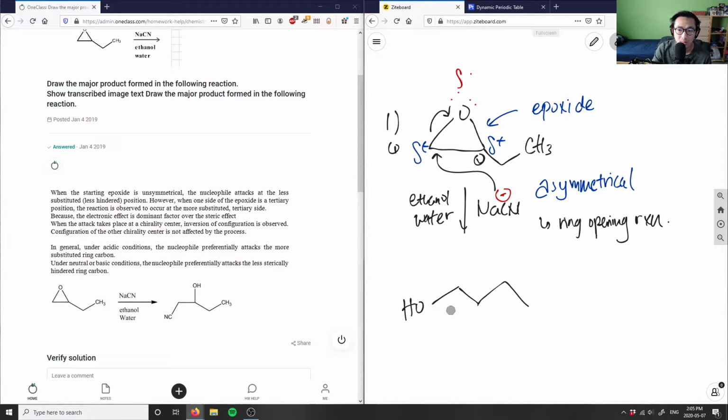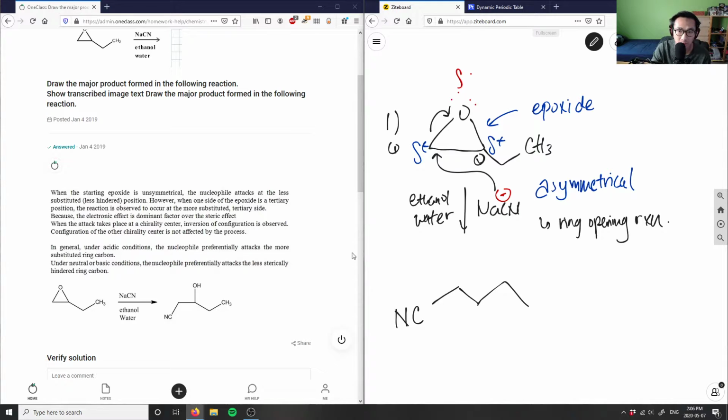So let's see here. Oh, I forgot the CN, my bad. So the CN is going to come attack here. It's a nucleophilic SN2 substitution. Sorry, this here is an NC, my bad, because I have the sodium cyanide attacking here. And then I'm going to get a CN here, and there's going to be an O here as well. So this here will be O.